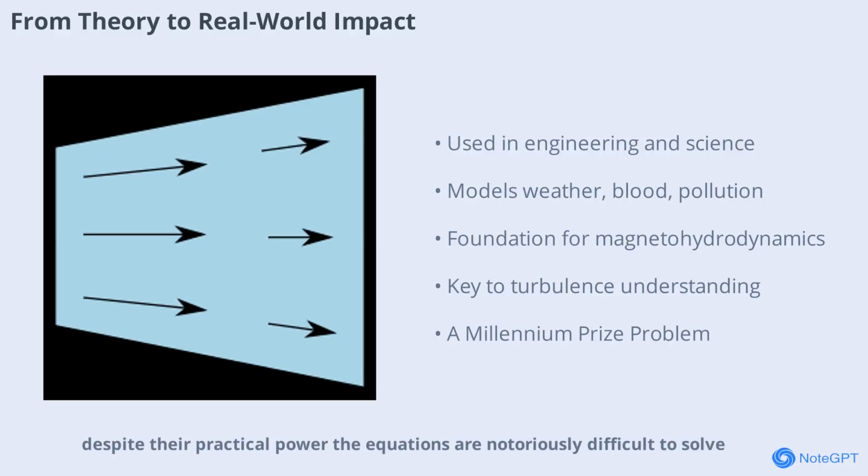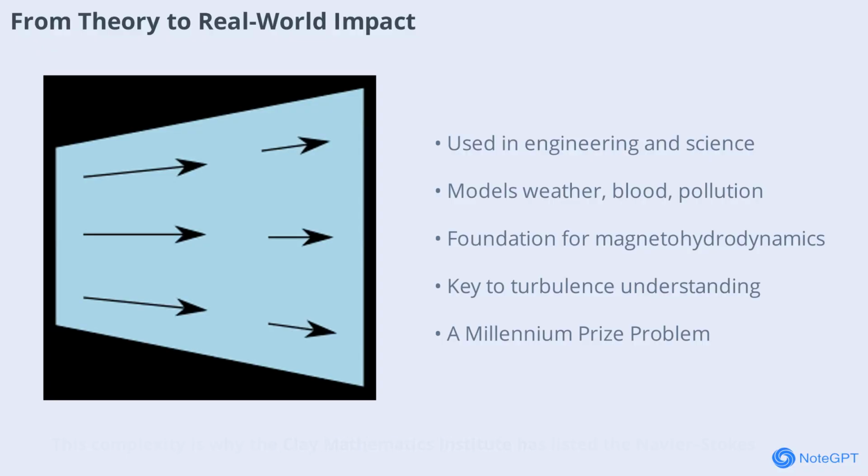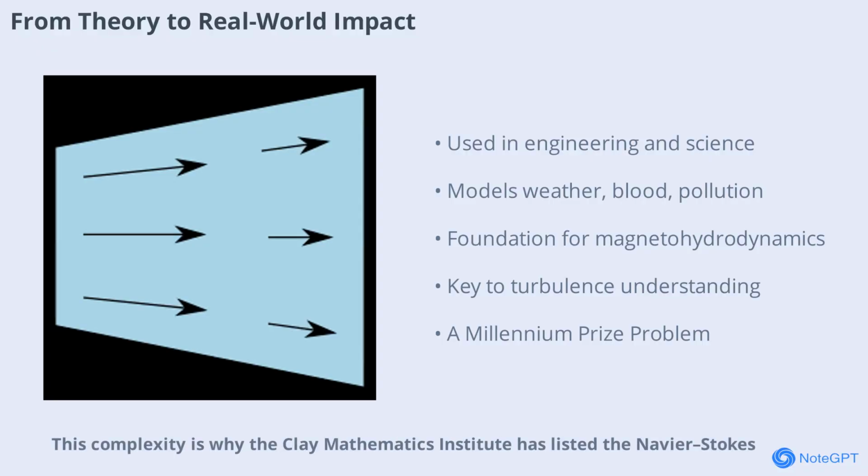Yet despite their practical power, the equations are notoriously difficult to solve, especially in three dimensions. This complexity is why the Clay Mathematics Institute has listed the Navier-Stokes existence and smoothness problem as one of the 7 Millennium Prize problems, offering a $1 million reward for a solution.